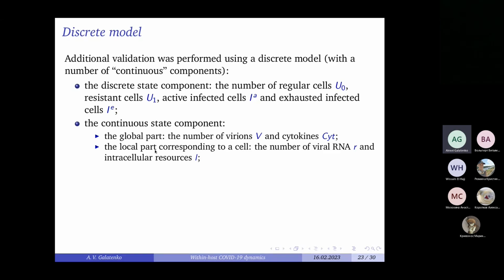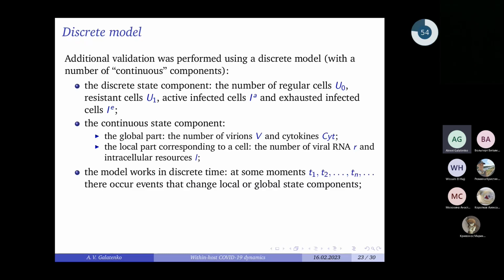And we also have a local part of the continuous part of the state. It corresponds to infected cells. And each infected cell is assigned 3 parameters: the time of infection, the number of viral RNA, and the number of intracellular resources. L stands for lipids. We hypothesize that these resources are in essence lipids.